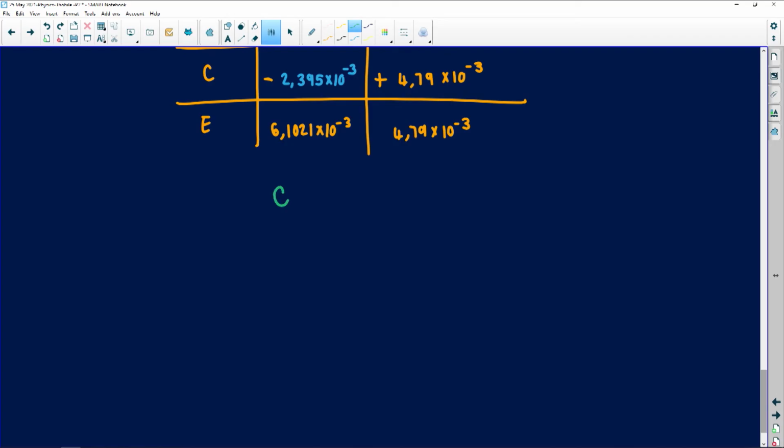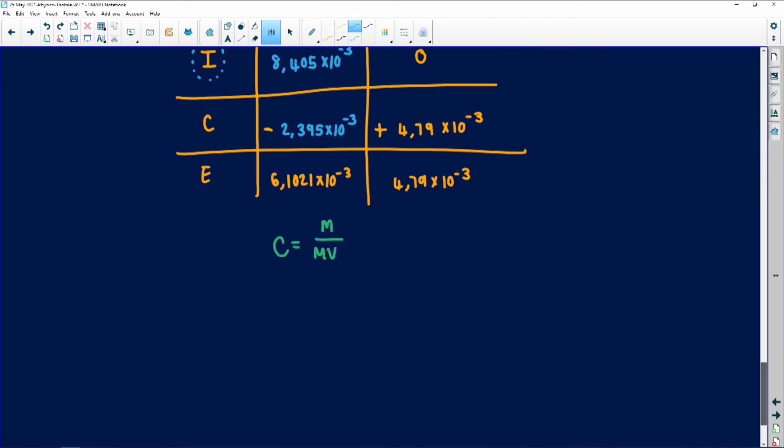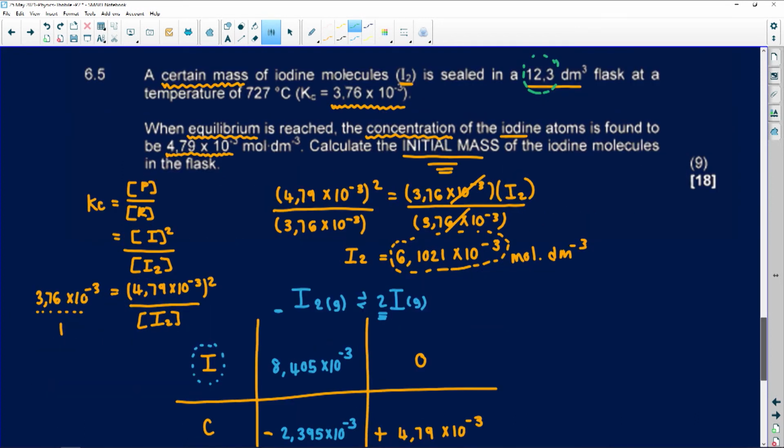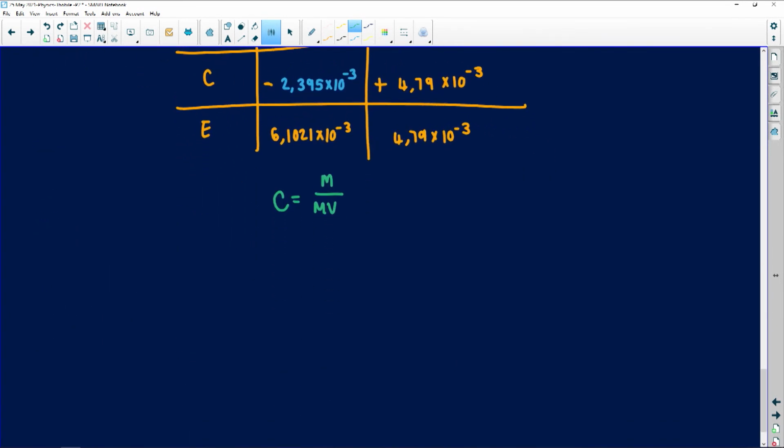I'm going to use the formula C is equal to m over big M and then V. I'm going to use this one because I do have the concentration. I'm looking for my mass. I do have my molar mass as well as my volume. Remember, they told me it is in a flask which is 12.3 cubic decimeters. So I do have all of that information, and this is the one I am looking for.